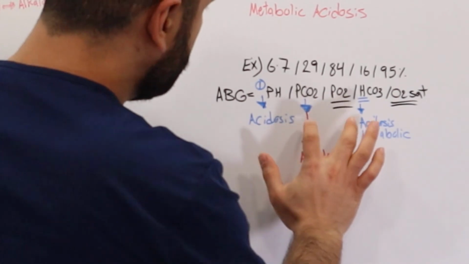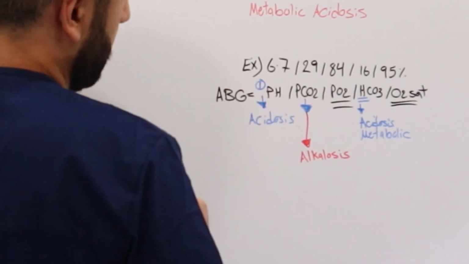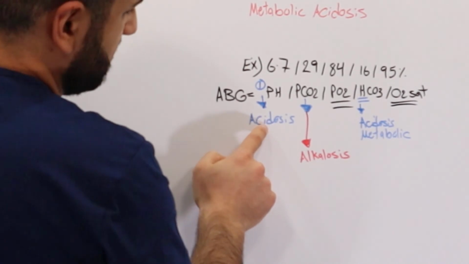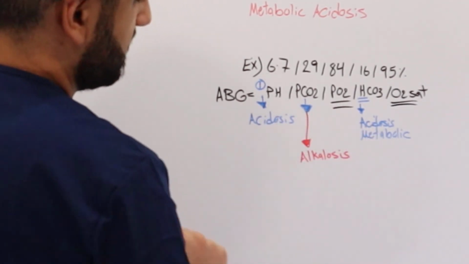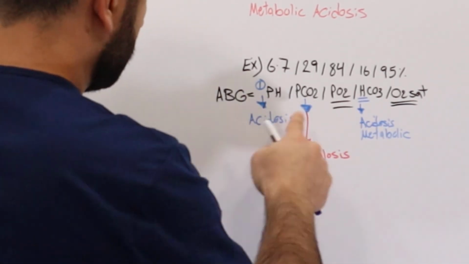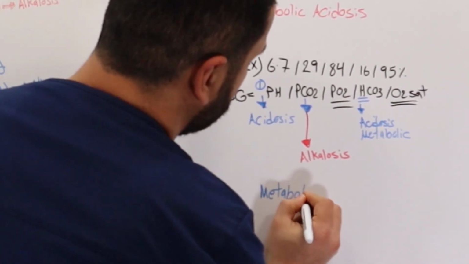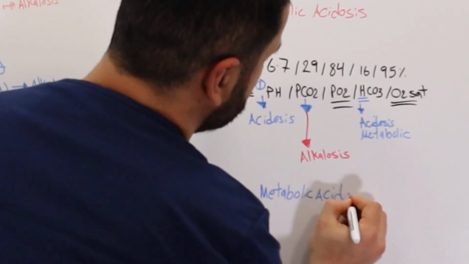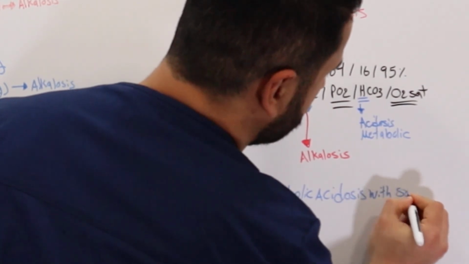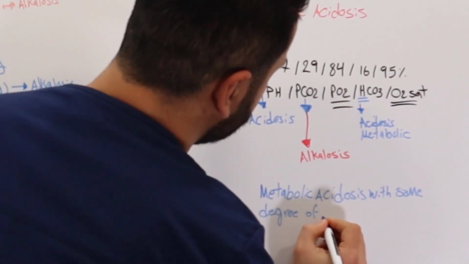So, even though both of them are decreasing, which one is matching the pH? This is alkalosis. It doesn't match the pH because the pH is going acidosis. This is going acidosis. Therefore, it's going to be metabolic acidosis. So the answer to this question is metabolic acidosis with some degree of compensation.